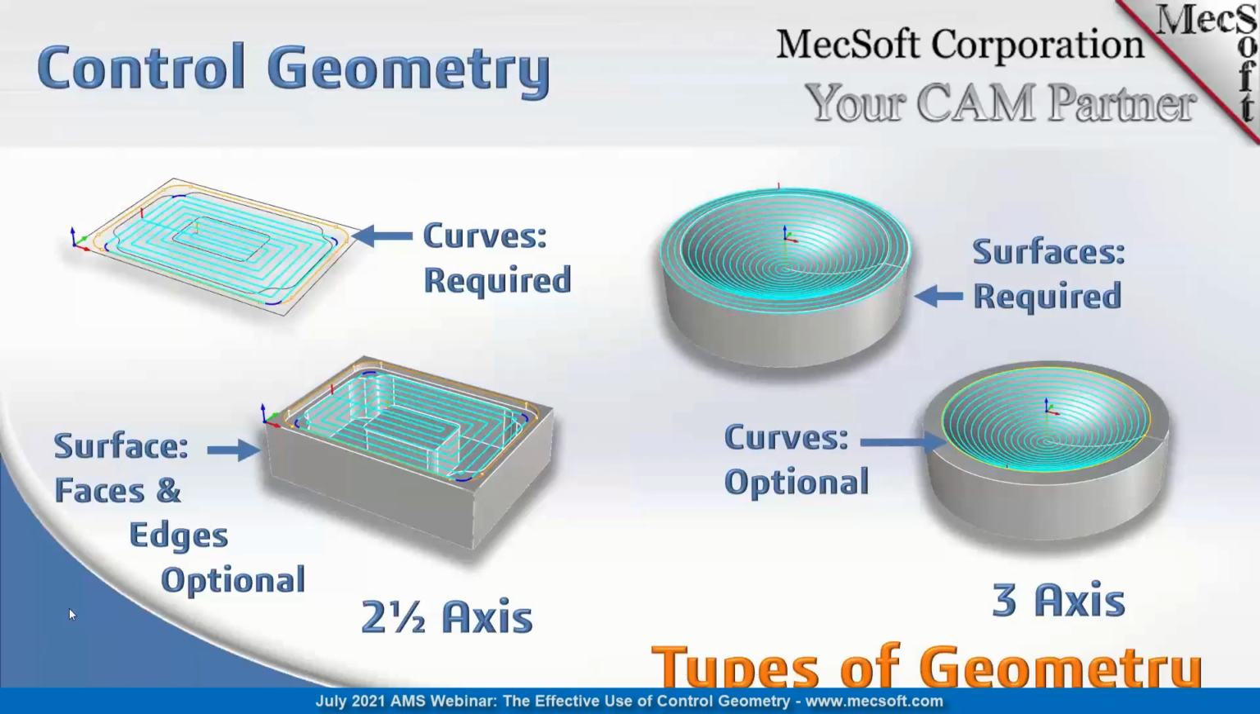Okay, first up, we're going to talk about what control geometry is and how it is used for both 2.5 and 3 axis. What's required, what's not required? If we look on the left, we see a 2.5 axis example. If you look at the top, you have some curve geometry. Curves are required for 2.5 axis machining. Obviously, if you don't have any geometry, you can't do any machining. But in 2.5 axis, you only have to have curve geometry, and that will guide your toolpath.